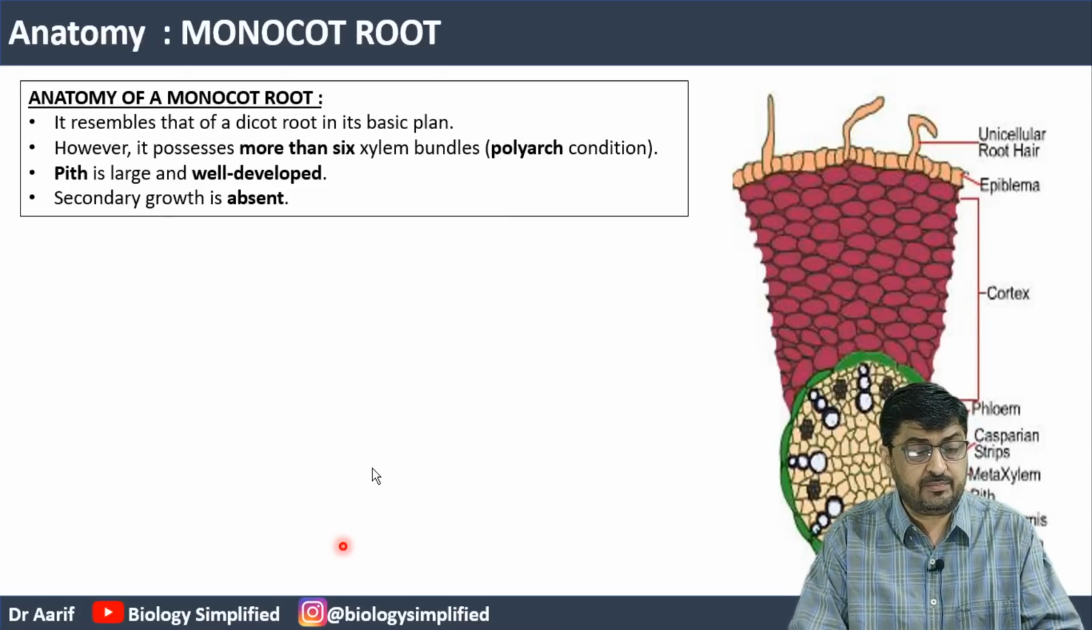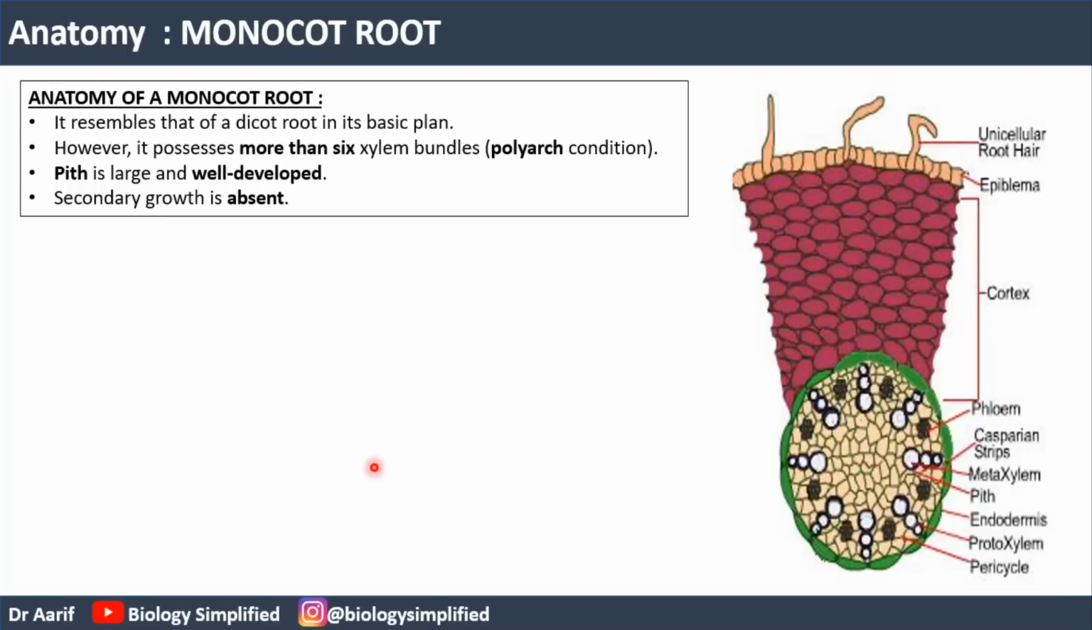I'm obstructing again. Okay. ये देखो, it resembles that of a dicot root in its basic plan. Basic plan मतलब epidermis, cortex, endodermis, pericycle, stele, pith, बराबर ना? Basic plan same है, लेकिन it has more than 6 xylem bundles. Polyarch condition है, right? Look at this, xylem phloem का patch, xylem phloem का patch, more than 6. So we say it's a polyarch condition. So what was the condition in a dicot root? It was a diarch to a tetrarch. Here it's a polyarch condition.